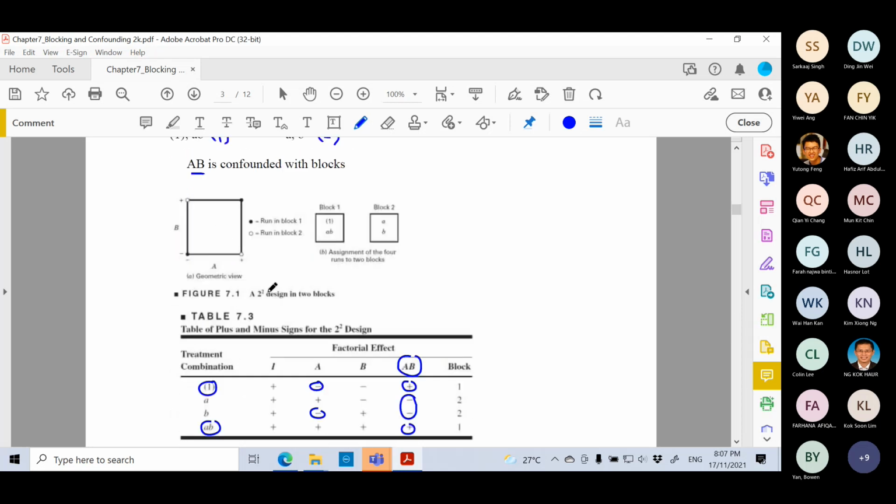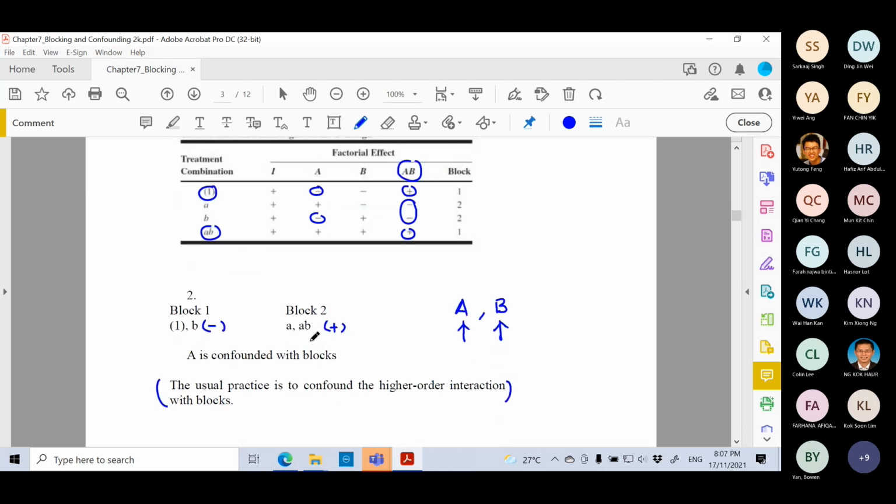Okay, so we are not doing this one. This is how we want to do the confounding, but we never do it confounded this way. Factor A is confounded with the block. We never do this because A is your main interest. Your factors are your interest.